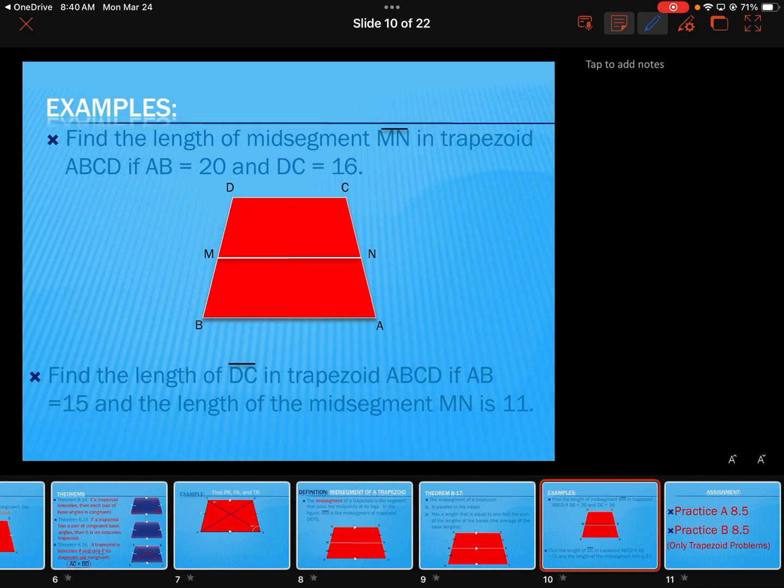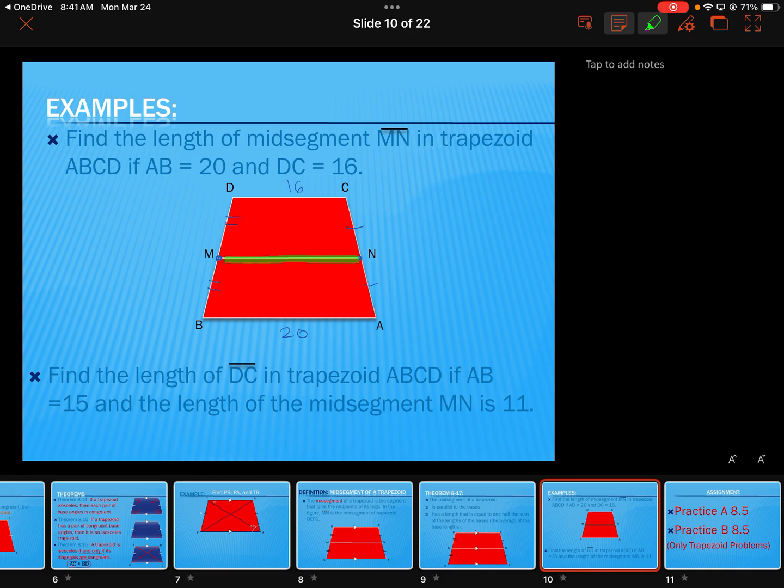Let's try an example. Find the length of mid-segment MN in trapezoid ABCD if A to B is 20 and D to C is 16. Okay, now we know segment MN is a mid-segment, so I'm going to take a second and make those markings just so I don't forget.